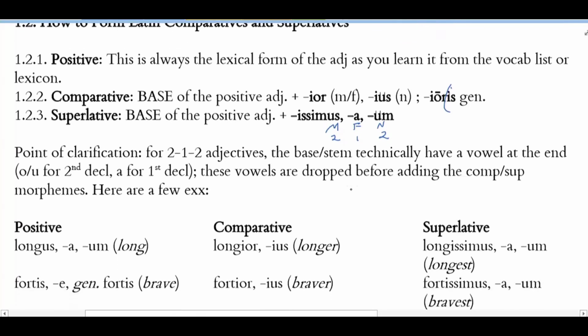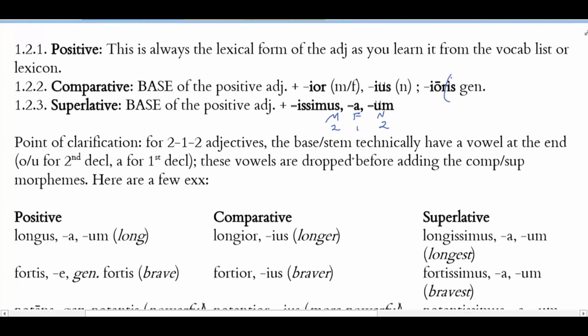Okay, so a point of clarification here. For 2, 1, 2 adjectives, in other words, when we're creating the comparative of the base and the superlative as well, the base or the stem technically has a vowel at the end. So you might recall that for second declensions, whether it's a noun or an adjective, doesn't matter, the stem ends with an O or a U, okay? And for first declension, it ends with an A.